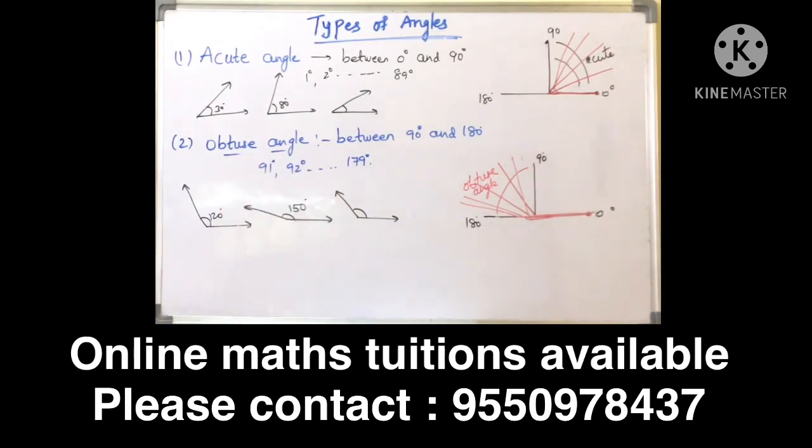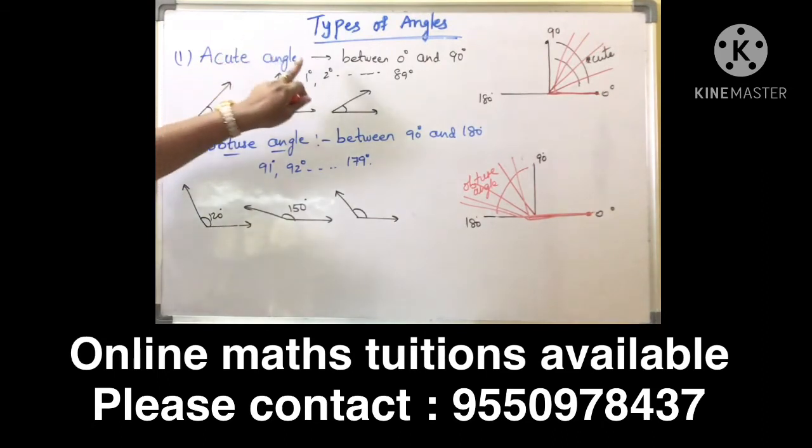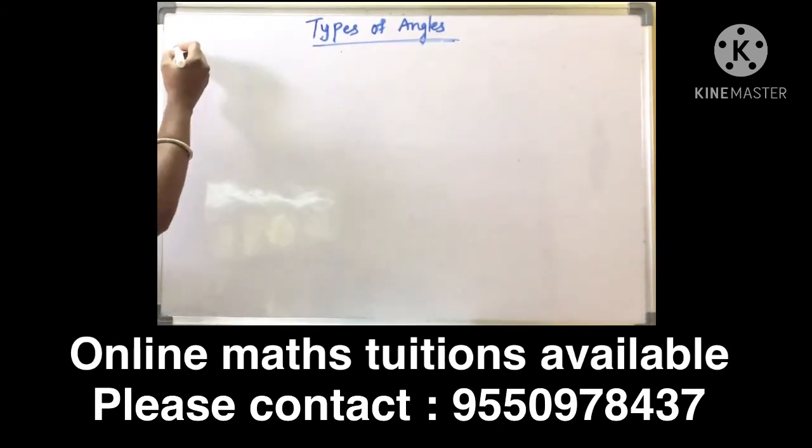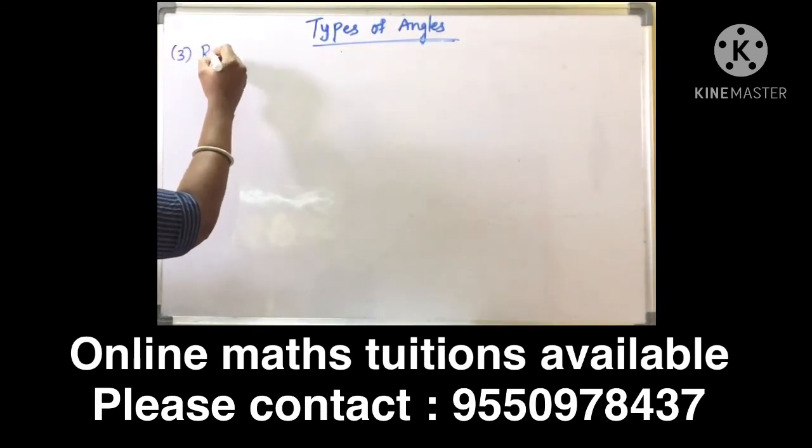Shapes are also very important, children. So acute is nothing but an angle whose measure lies between 0 and 90, called an acute angle, and coming to obtuse, an angle whose measure lies between 90 and 180 is called an obtuse angle. Next, the third one is the right angle.